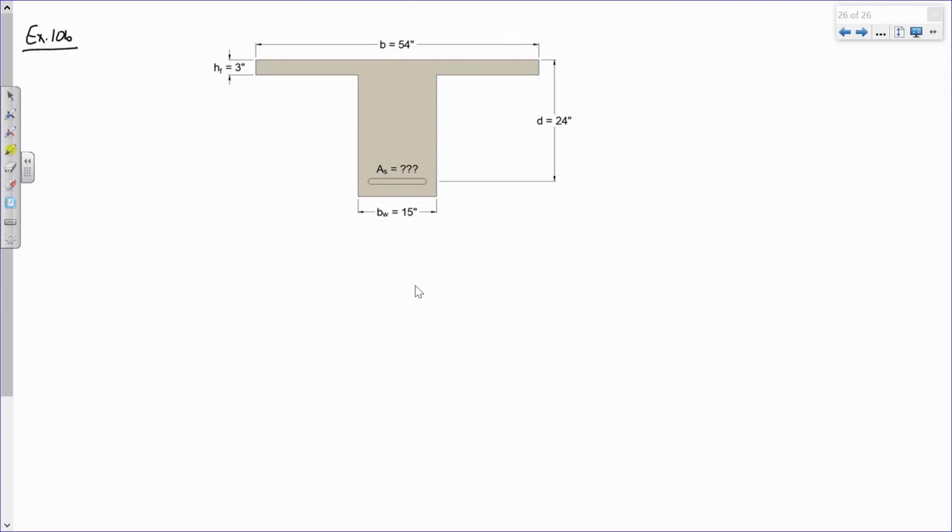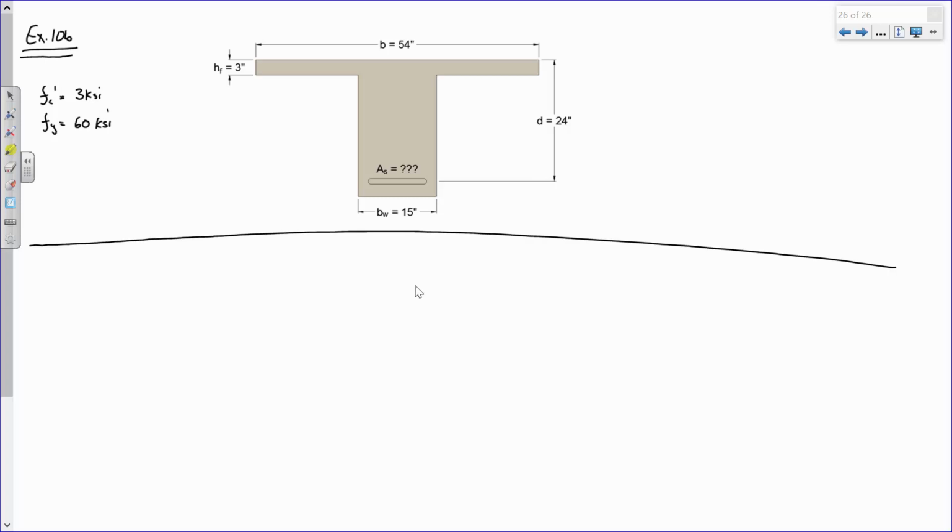So keep in mind, for this problem, we're dealing with an f'c of 3 KSI and an fy of 60 KSI. Now, if you notice, there's a couple things I didn't give you for this problem. I didn't tell you what the dead load was on the beam. I didn't tell you what the live load was on the beam. I actually didn't tell you how long the beam was.